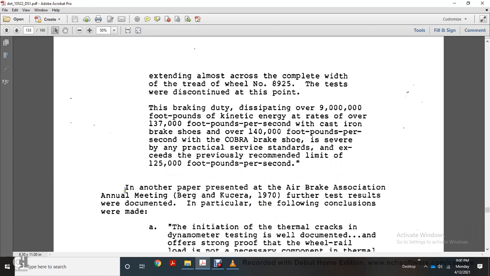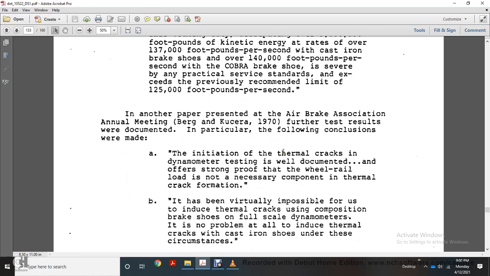Another paper presented at the Air Brake Association annual meeting, by Berg and Curcia in 1970, gave further test results, and the following conclusions were made. Initiation of thermal cracks with dynamometer testing is well documented, with the wheel relatively lightly loaded, and wheel load is not necessary for thermal crack formation.